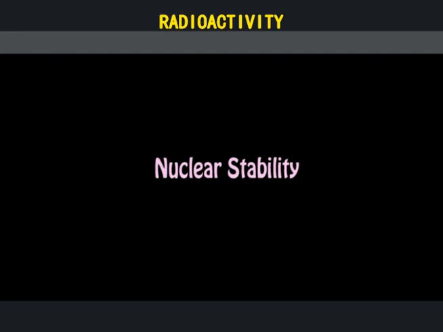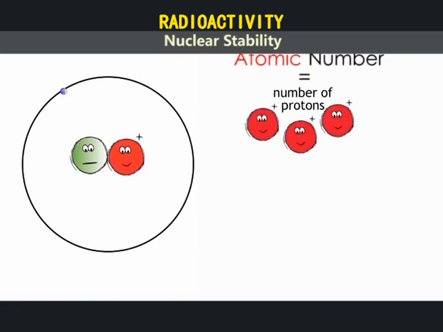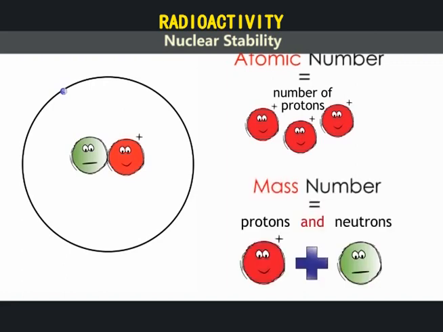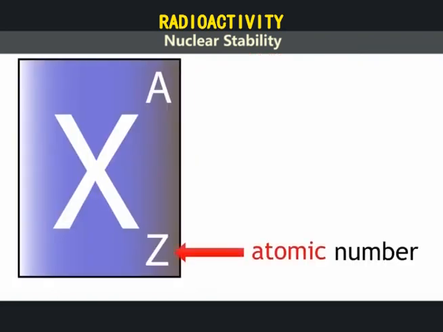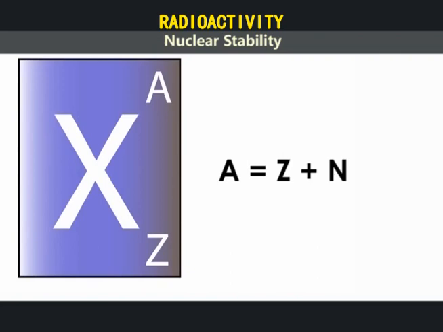Nuclear stability. The nucleus of an atom has a specific number of protons and neutrons. The number of protons in the nucleus is called the atomic number, while the sum of the number of protons and neutrons is called the mass number. If an atom X has atomic number Z with n neutrons and mass number A, it can be represented as shown here, where A is equal to Z plus n.